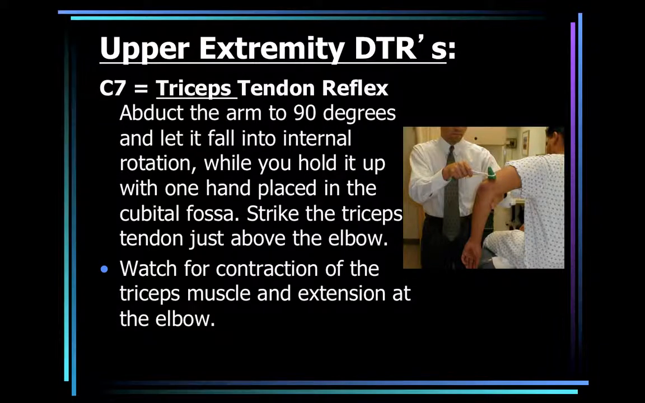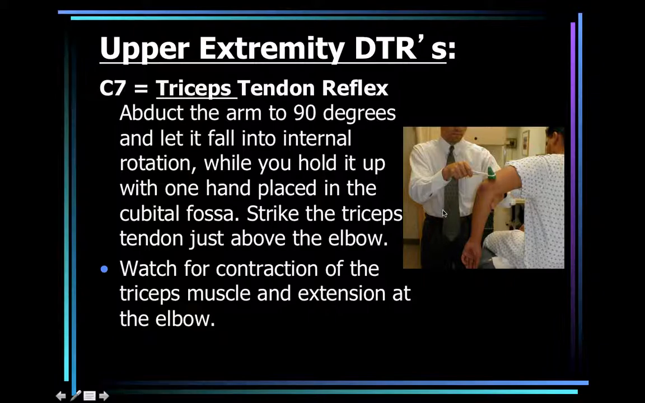For C7, the triceps, this one can be a little tough, but it's possible to do. So you're going to hold their arm just like this, abducted to 90 degrees, and hold it up so they're totally relaxed. You're going to tap right there at that tricep tendon, okay? What you should see is this guy jumping out on you. So when you get it good, you'll see it, and then the arm will kick out.